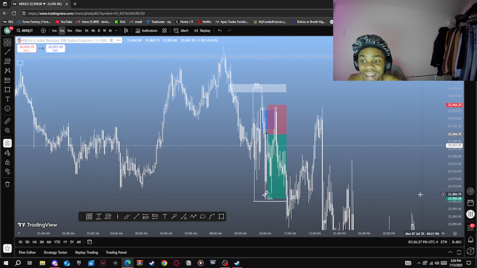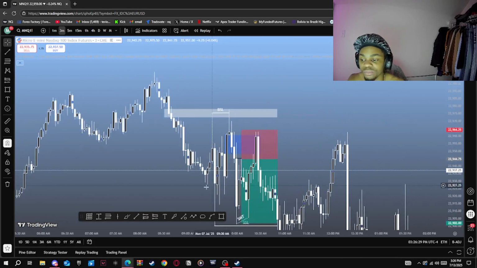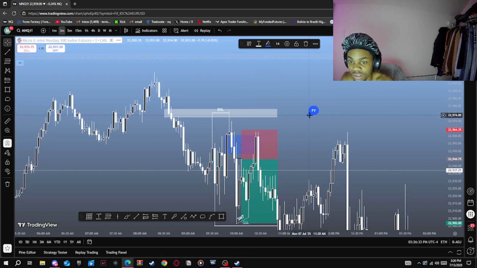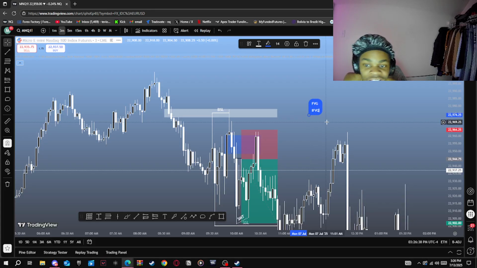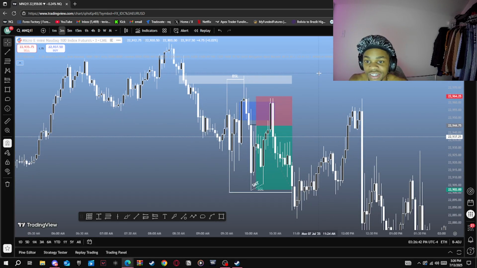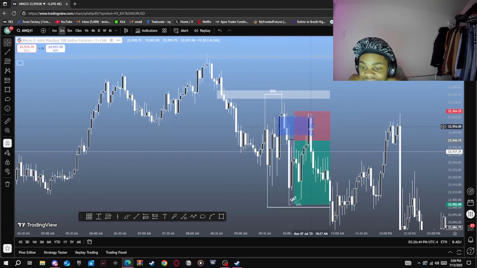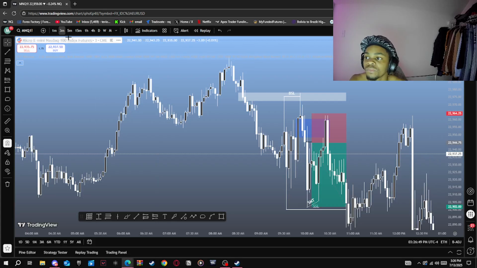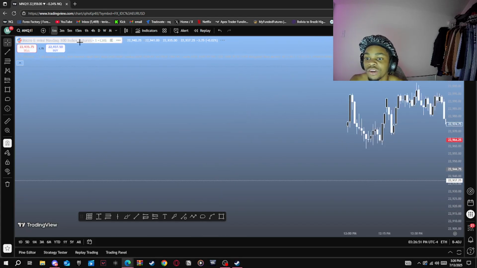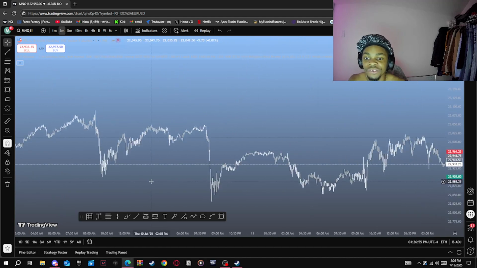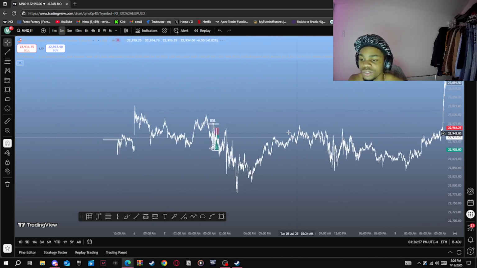Now on to an inversion fair value gap. First off, these have short acronyms: FVG for fair value gap and IFVG for inversion fair value gap, the I meaning inversion. This is a trade right here that I did actually take, and I'll just explain it briefly. Last video I explained what a liquidity sweep was, so you should have that down. If you don't, go rewatch it a few times.